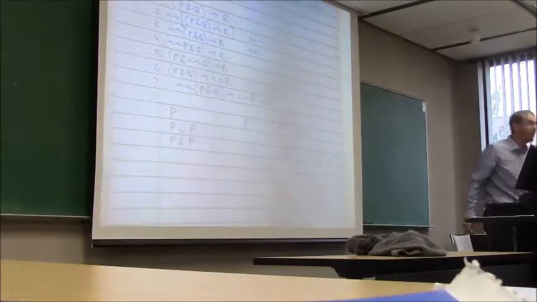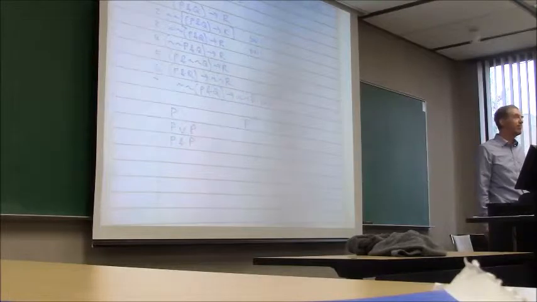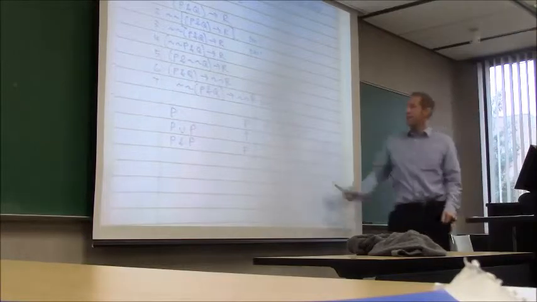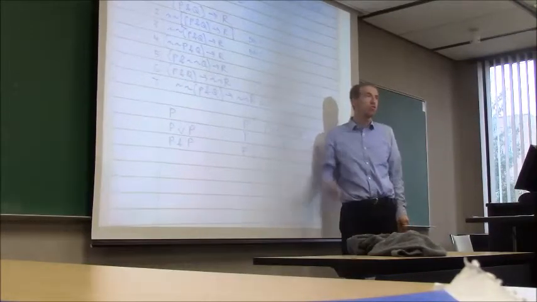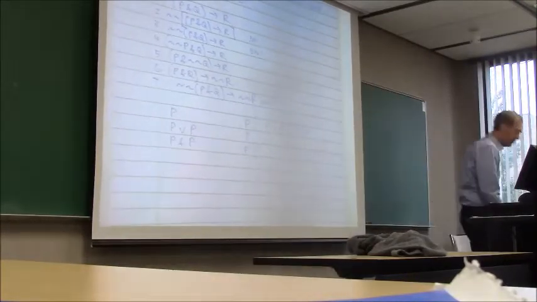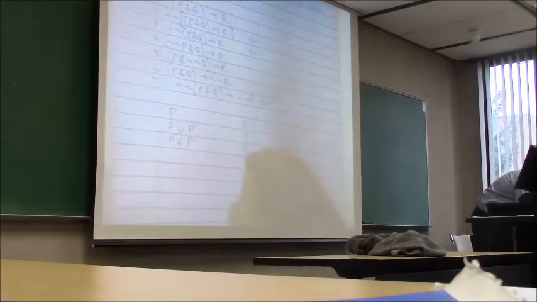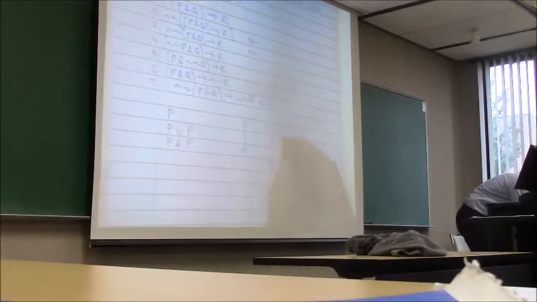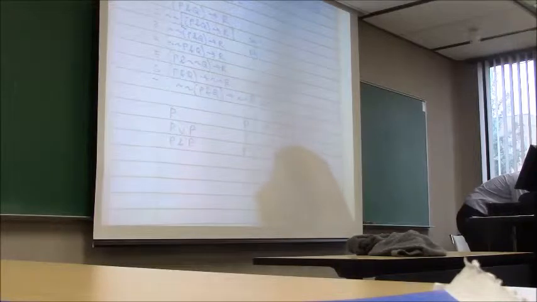How many truth values is it possible for P to have? Two. True and false. When P is true, P or P will be true or true. What is true or true? True. When P is false, P or P will be false or false, which is false.